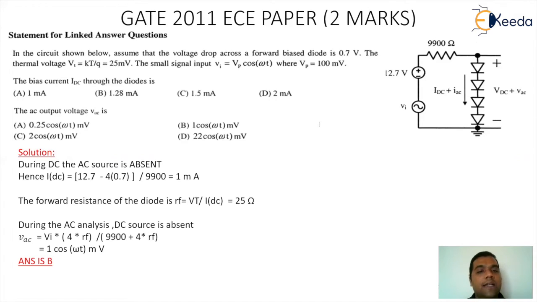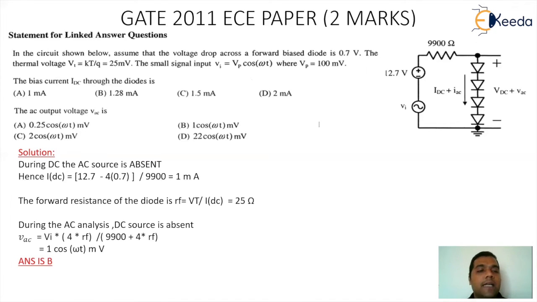Now let's go for the next part, that is the AC behavior. For AC behavior, the first thing is we will have to replace a diode by its equivalent resistance. The equivalent resistance will be defined as Vt by IDC. The value of Vt by IDC is 25 ohm, because Vt is given as 25 millivolt and the value of IDC that we just found out is 1 milliampere. So when you take the ratio, you will get 25 ohm.